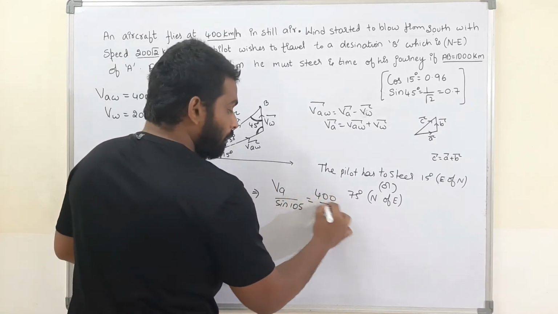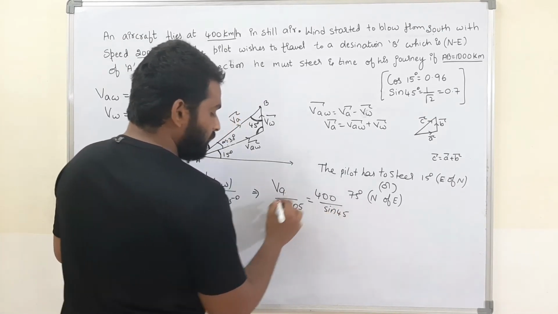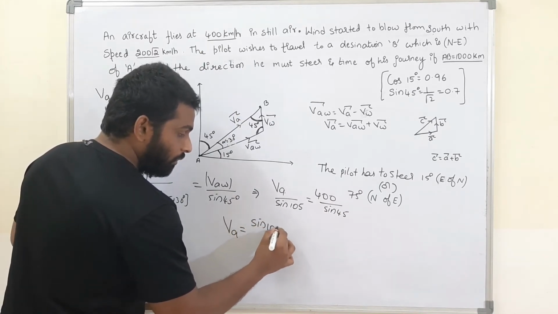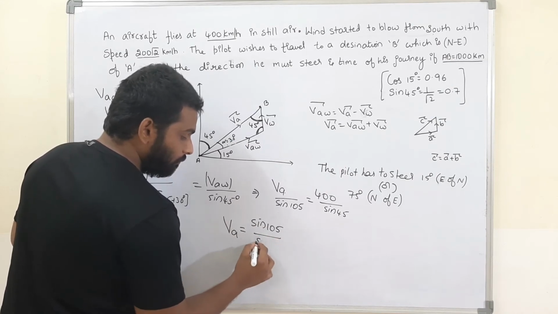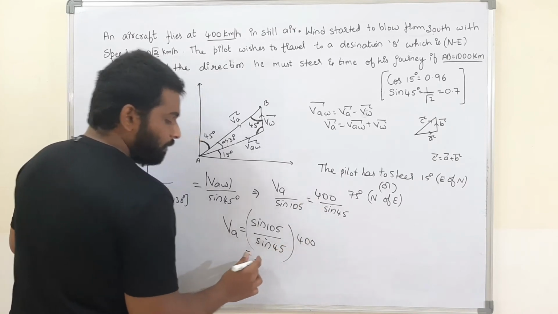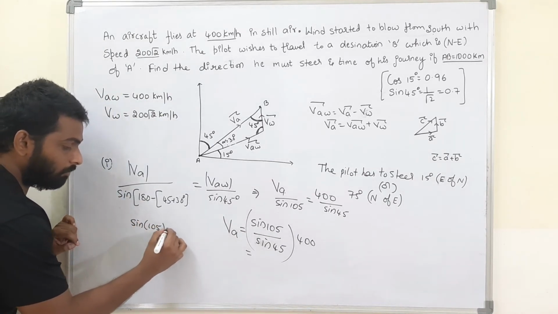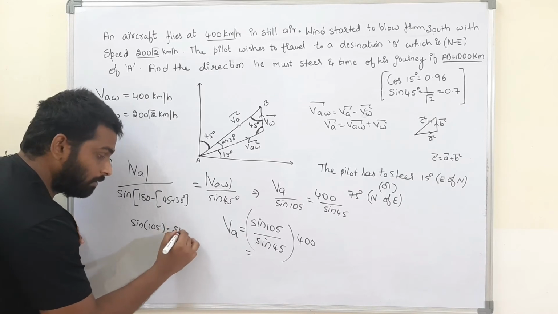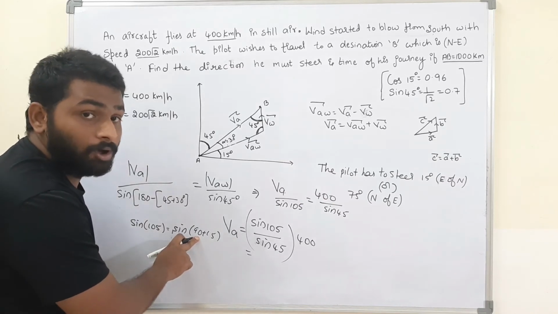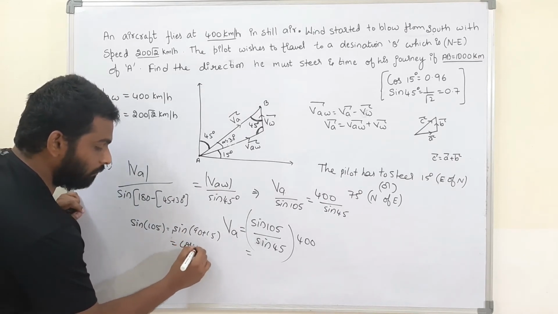Just keep it as sine 45. Therefore, VA is equal to sine 105 by sine 45 into 400. Now what is sine 105? Sine 105 is nothing but sine (90 plus 15). Now is 90 an even multiple of 90 or an odd multiple? Odd multiple. Whenever it is an odd multiple of 90, the sine will become cos. Therefore, it is nothing but cos 15.